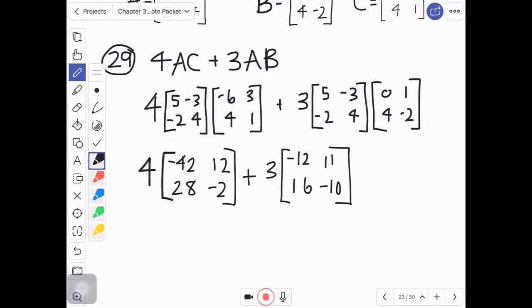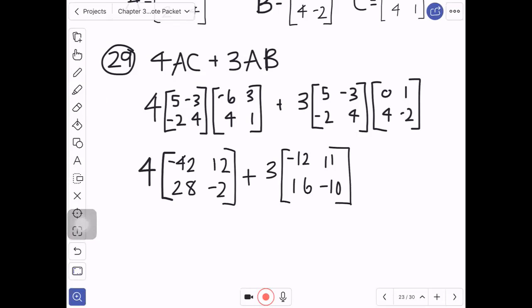And then what should we do here? Before we add them, what should we do? Grace? Yeah, we're going to multiply that 4 into this first matrix and this 3 into the second matrix. And then you add them after that. So this problem was a little bit more in depth, but still the same steps. It's easy to make mathematical errors. Questions on the setup of this? All right, cool.